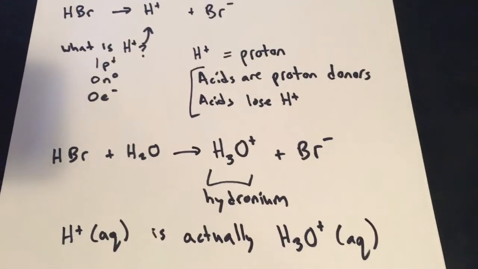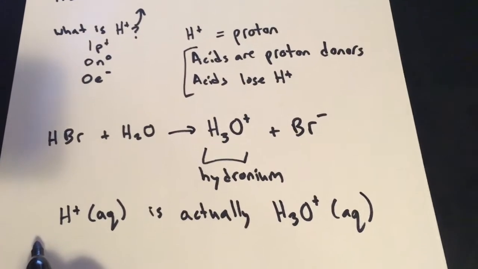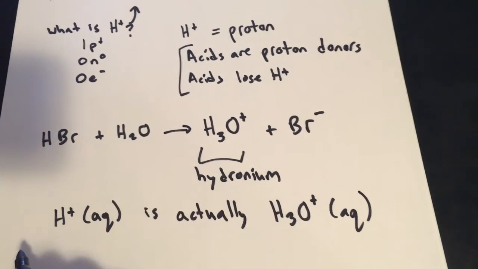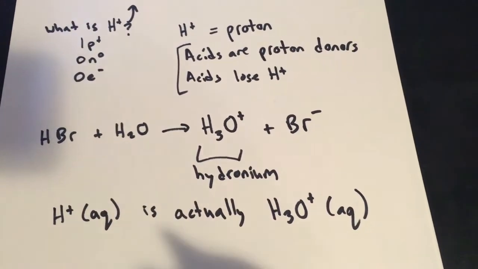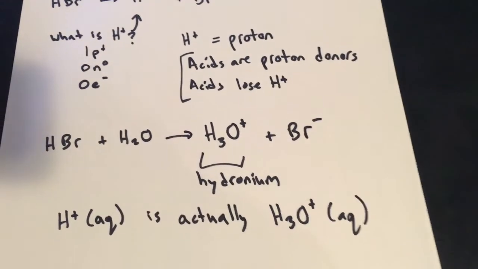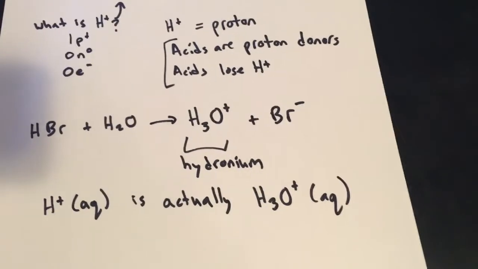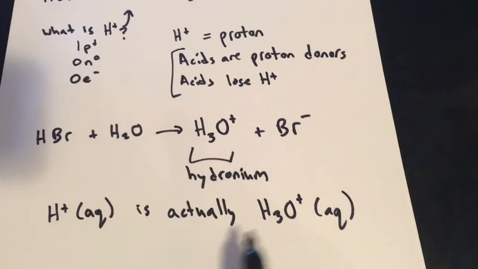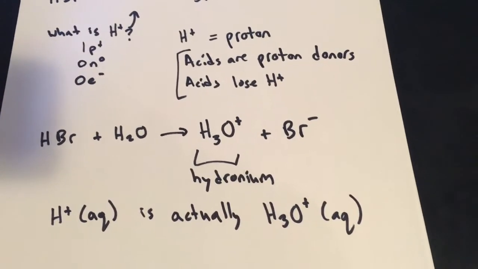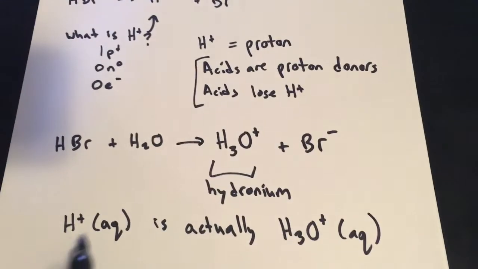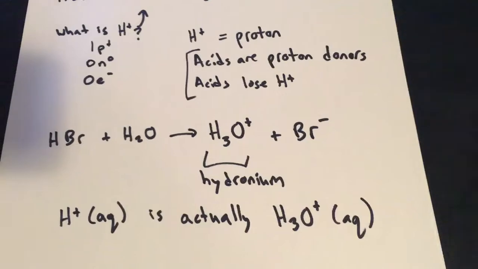Right? A hydrogen by itself, H+ by itself, a proton by itself, would never float around by itself in water. It'll always get attracted to the negative charge of a nearby oxygen on a water molecule, and it'll stick to that oxygen and form H3O+. So when we write H+, we really mean H3O+. We're just being lazy, not wanting to write the 3 and the O.